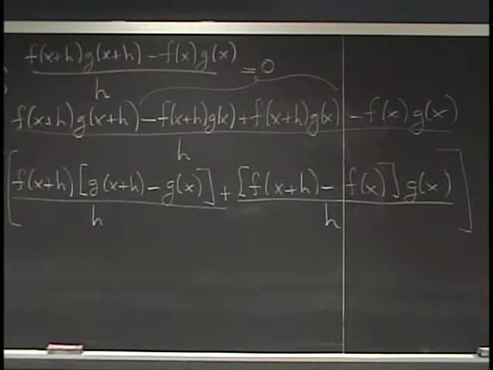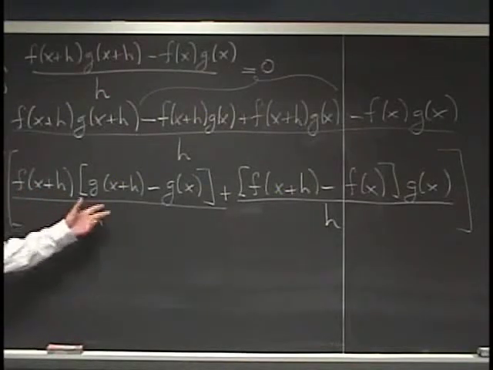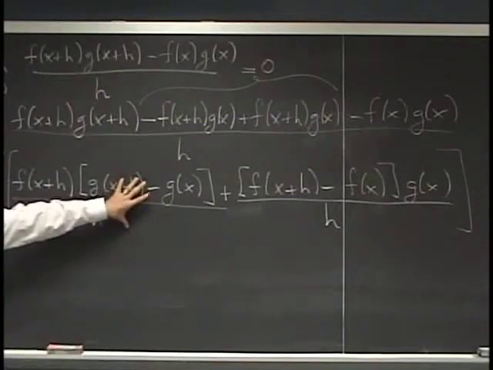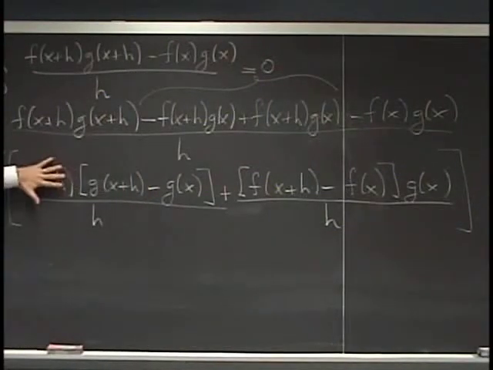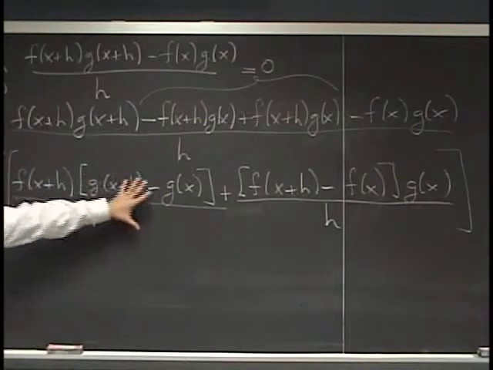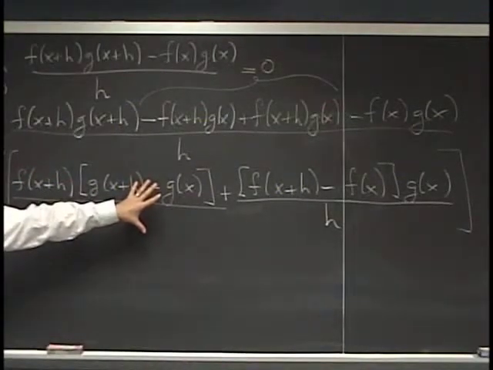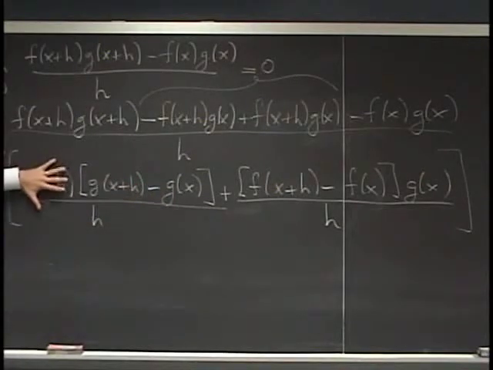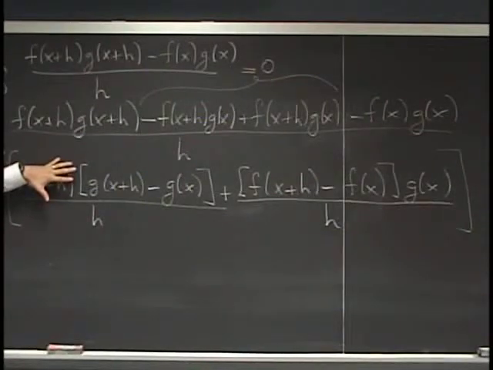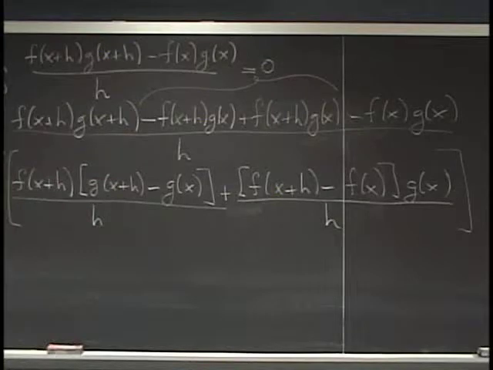Okay, now this is not so bad. Okay? Because what do I have in here? Right, well, I have a function which by itself, if I forgot about this f of x plus h, the limit as h goes to 0 of this is just the derivative of g. Just forget about the f of x plus h. This is, by definition, the derivative of g of x. And by assumption, g is differentiable. So I know that the limit exists.